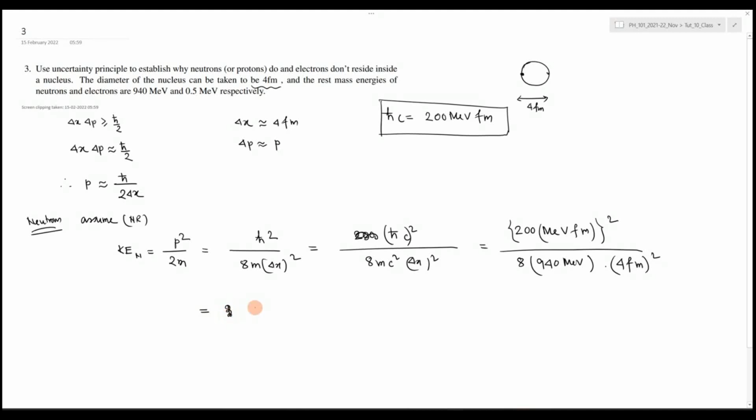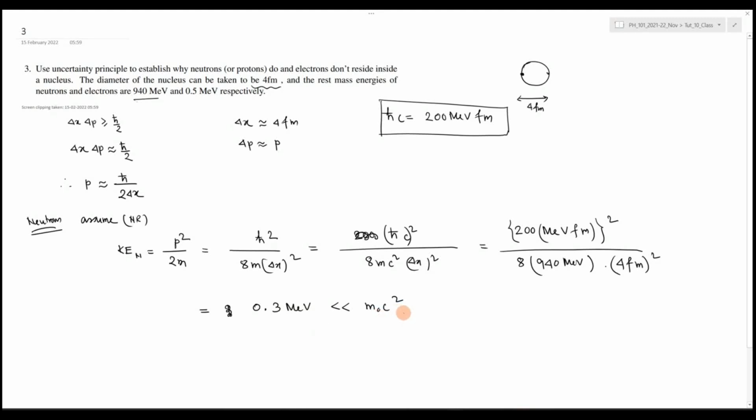Okay, 0.3 MeV. Now see, this 0.3 MeV is very much less than our rest mass energy, 940 MeV. That means our assumption was correct. Our kinetic energy is very much less than the rest mass energy. That means the particle will exhibit non-relativistic motion.